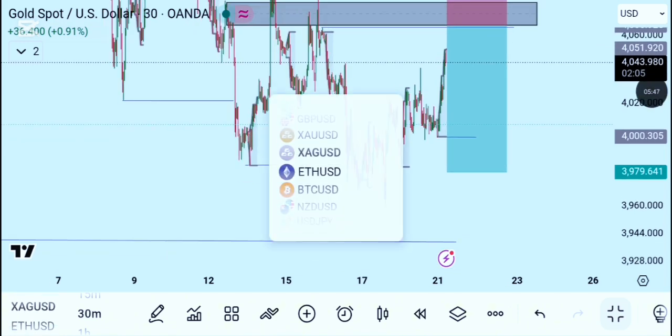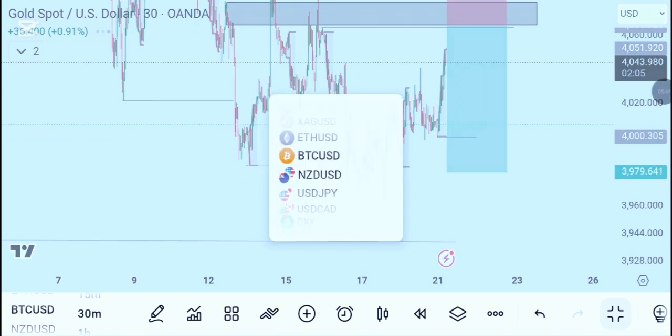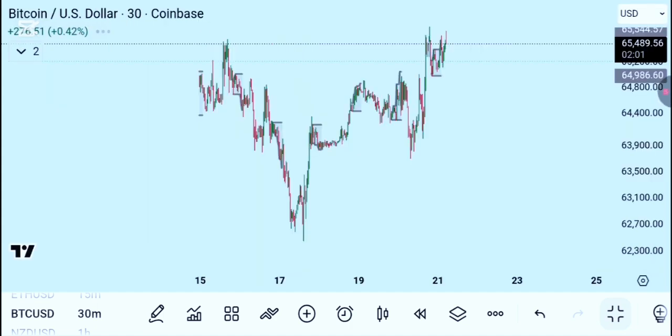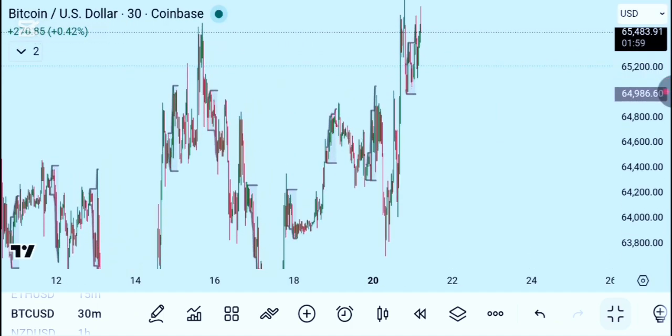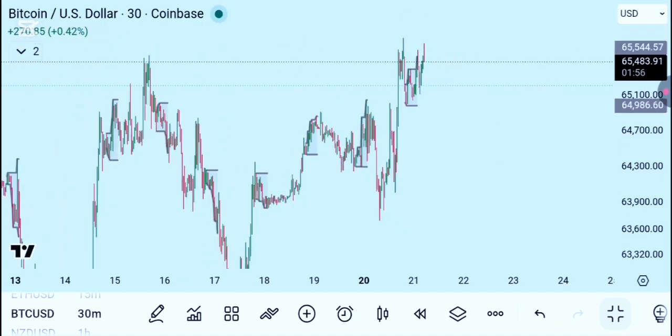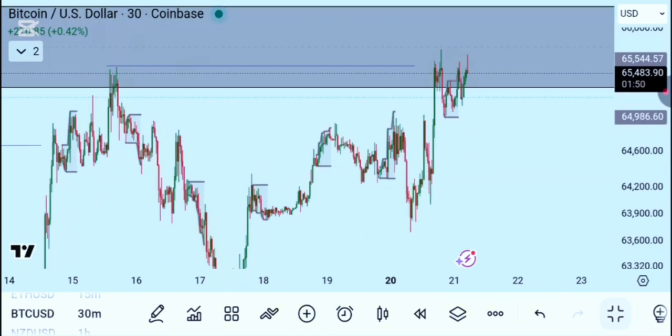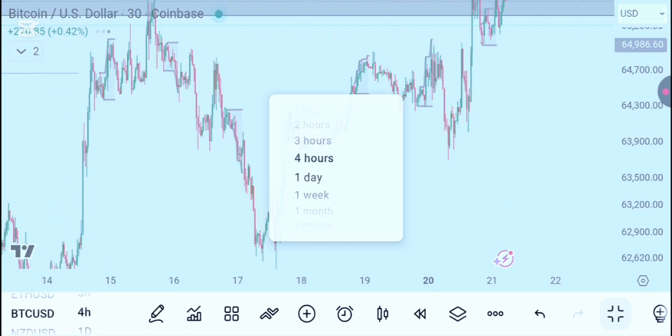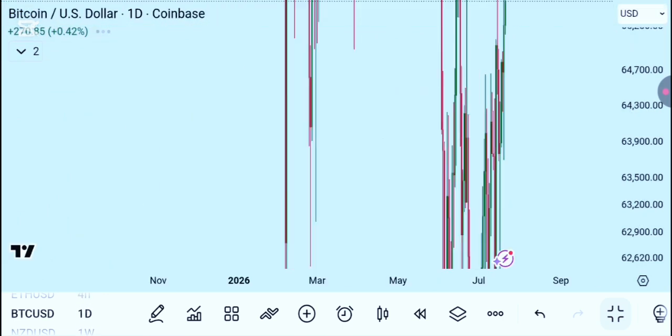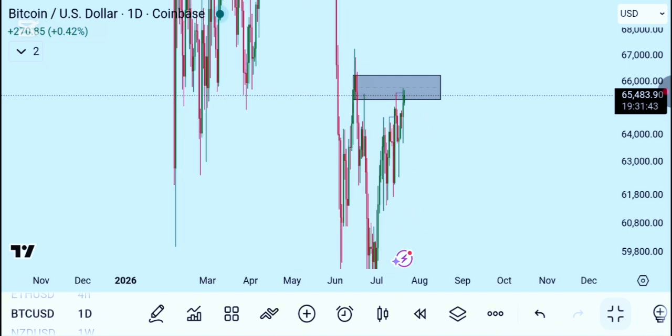Let's just go to BTC, because I think I did another thing on BTC. Let me just show you the same thing, the same situation. So that is basically just my strategy. Okay, let's just go right up to the 1-day time frame so that I can give you a little bit more context about this BTC.